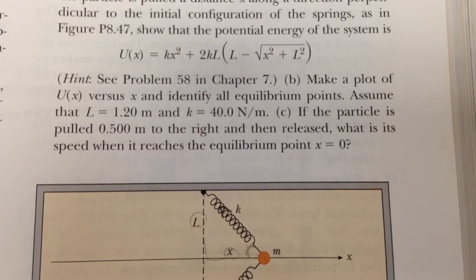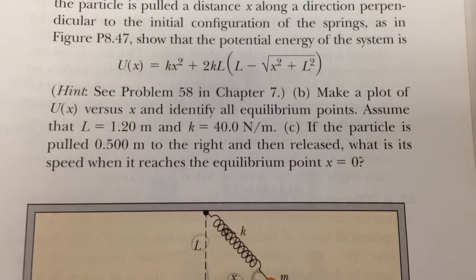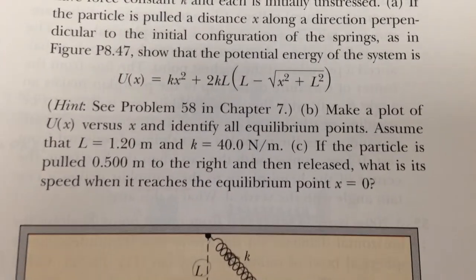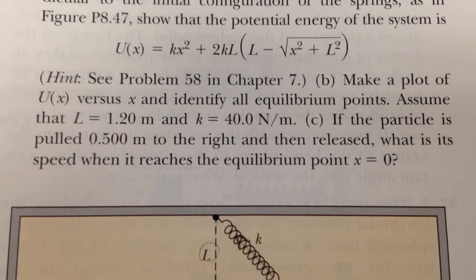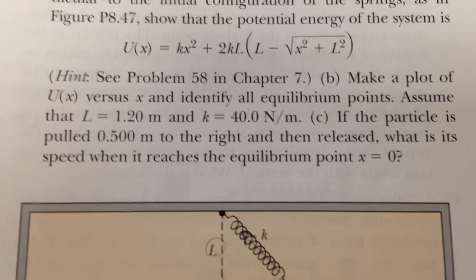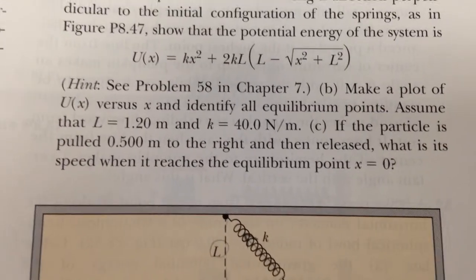B. Make a plot of U of x versus x and identify all equilibrium points. Assume that L is equal to 1.20 meters and K is equal to 40.0 newtons per meter.